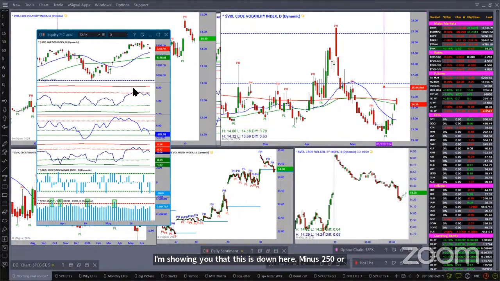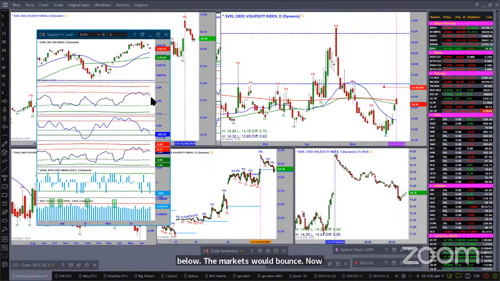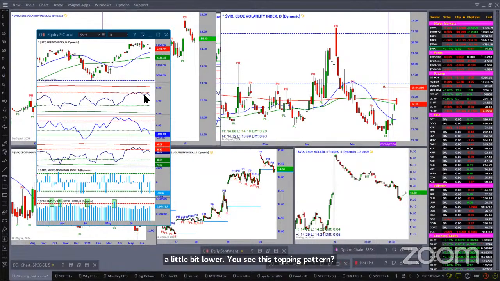Now, sentiment would probably still be up here. It'll be a little bit lower. You see this topping pattern? You don't pay too much attention to patterns in these internals, but sometimes they hold up. You can see this little head and shoulders kind of top suggesting this is going to come down. The pattern supports that there would start to be an increase in put buying over call buying. You can see the equity put call ratio with the lower high, starting to move down.